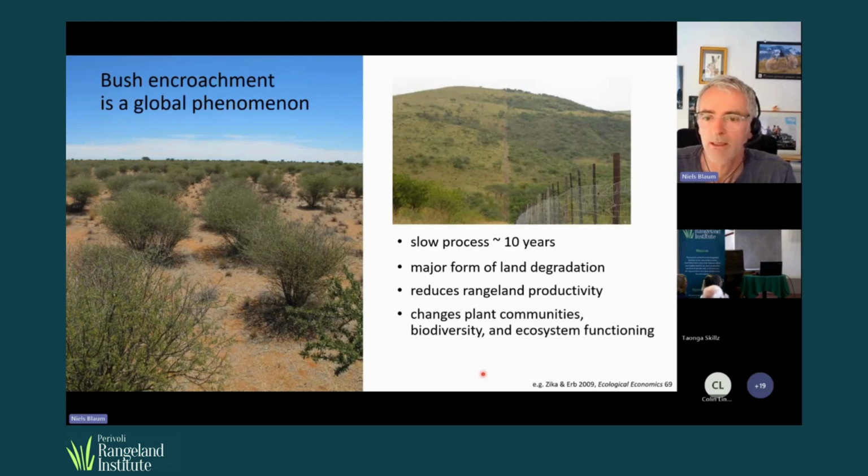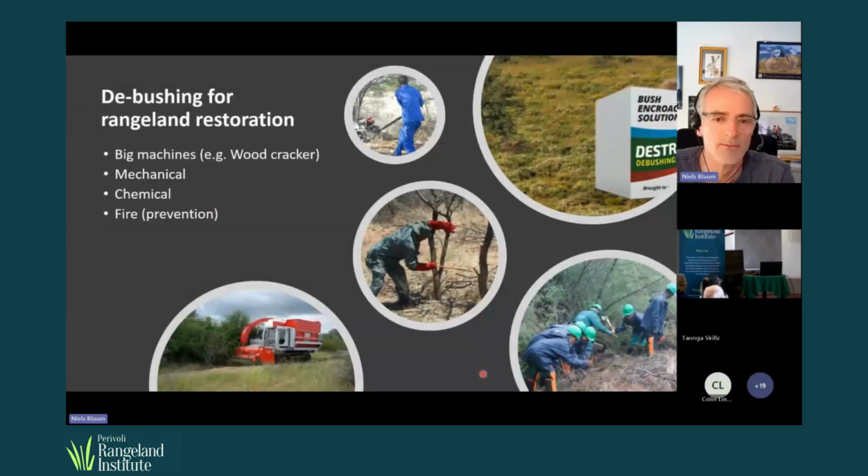As Ivo said, it's a symptom of degradation, but it's not the cause of degradation. It reduces rangeland productivity, so there are economic costs related with it, but also ecological consequences. It changes plant communities, it changes biodiversity in these areas, and also ecosystem functioning.